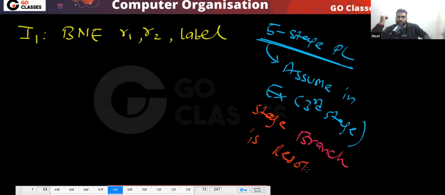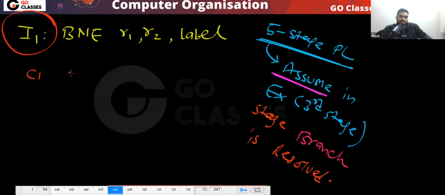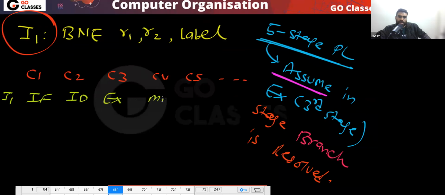Let me assume this, that it is resolved in the 3rd stage. So what will happen? When you fetch this instruction I1, in cycles C1, C2, C3, C4, C5 and so on, through ID, execute, MA, WB, this is your branch instruction. In the next cycle C2, what will you fetch? Nothing. Bubble.